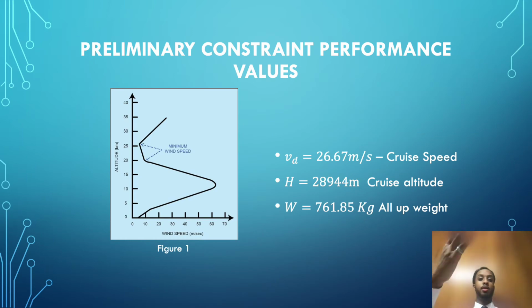So let's talk about the preliminary constraint performance values. Now, if we look at the first one, we have the value of cruise speed. Now, cruise speed is the speed at which the HALE UAV will be traveling whilst performing its missions of surveillance and other military activities. Now, the second one I calculated was the cruise altitude. The cruise altitude is very, very important.